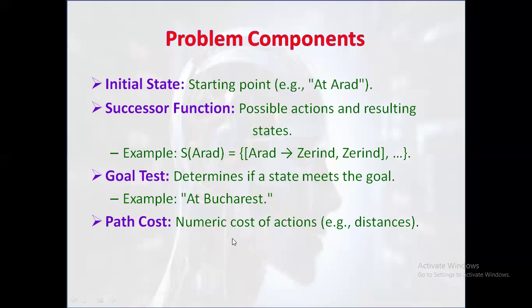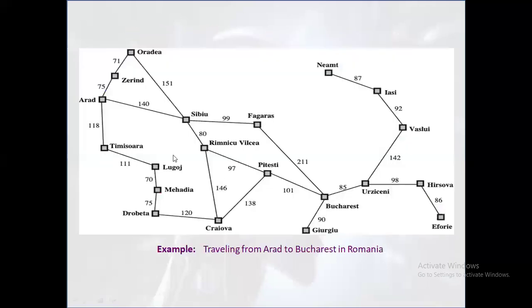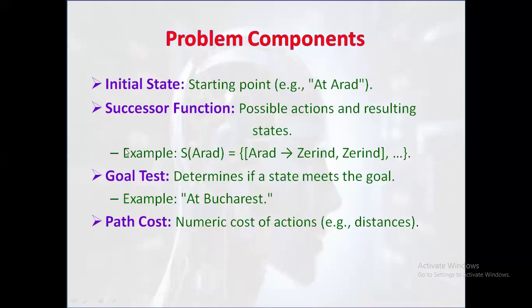Next, path cost. What is the path cost here? It is the numeric cost of an action, that is, the distance. It is the numeric cost associated with each action that the agent takes. This cost could be based on factors like distance, time, or resources consumed. For example, the cost of traveling from Arad to Sibiu might be lower than traveling from Arad to Timisoara. Here, where is Timisoara? It is there. See here. Timisoara, depending on the distance or road conditions. Path cost helps the agent evaluate which actions are most efficient and guides its decision making process.